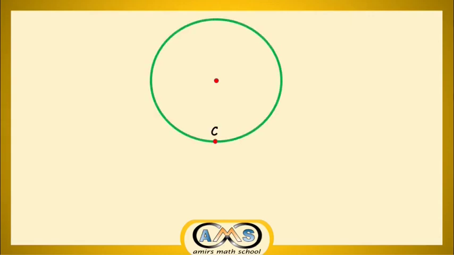Now let's learn secant and tangent of any circle. This one is a circle, and the straight line which touches the circumference of the circle at just one point is called the tangent.